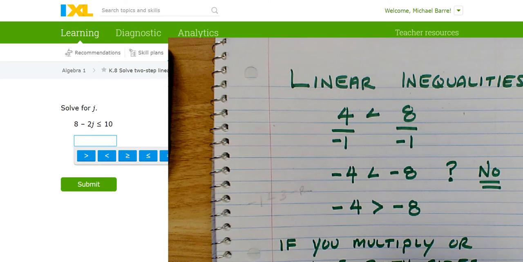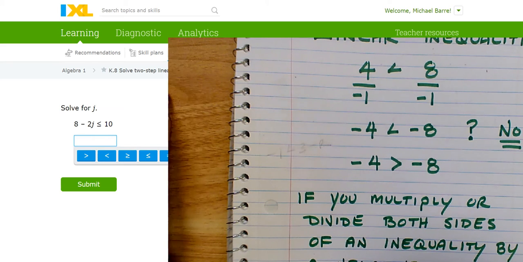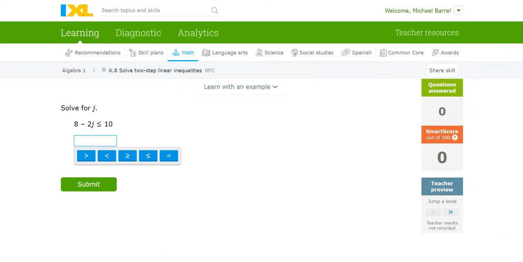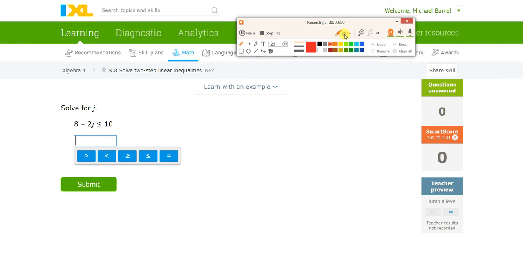So if you multiply or divide both sides of an inequality by a negative, you have to flip the inequality symbol. That's the only thing that's different between equations and inequalities. So let's solve this one right here. And we are going to see the flip on this one right away.